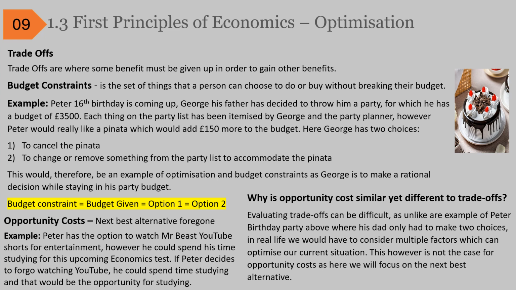So in terms and definition, they do seem similar. However, with a trade-off, you have multiple options and you have to pick one, whereas with opportunity cost, you just have to look at two options and just pick the next best one. I hope that's clear enough for you guys.